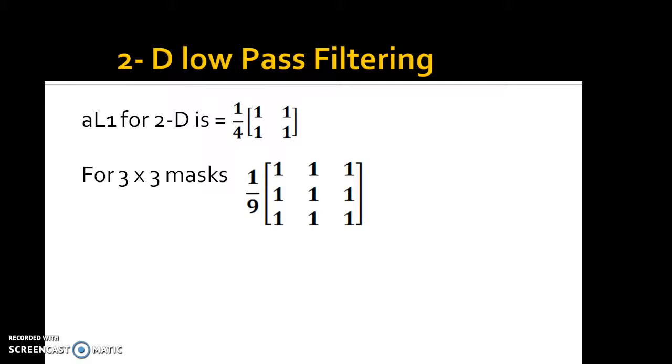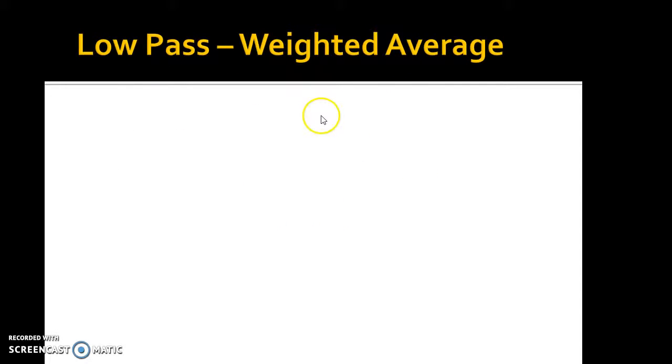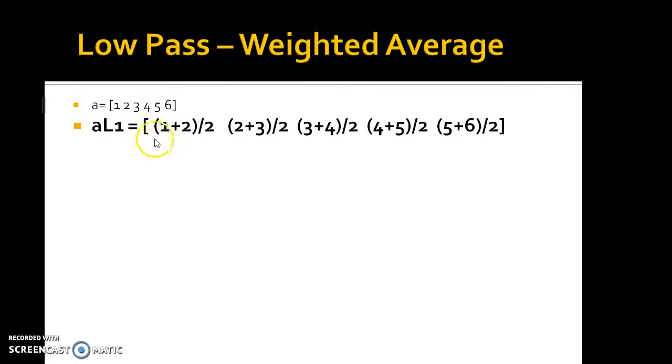What if you required weighting? We required that some frequencies had to be given more weight, the others less. So there is this concept of weighted low pass filtering. Now, how do we do this? Let's consider the same array. Here we don't skip. We add the first two, 1 and 2, and then we add 2 and 3.